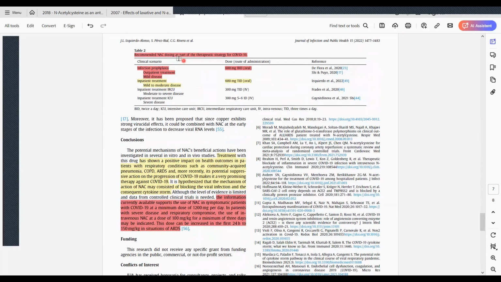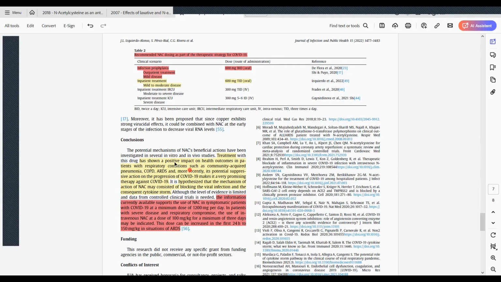But these authors say for infection prophylaxis, so basically for prevention, outpatient treatment and just mild infection, 600 milligrams twice a day by mouth as an antiviral strategy. And then in inpatient treatment, so even if you went in with mild or moderate disease, they said, okay, up the dose to 600 milligrams three times a day by mouth. And then if you're real severe, then they use IV. So an effective antiviral strategy is shown here by multiple papers.